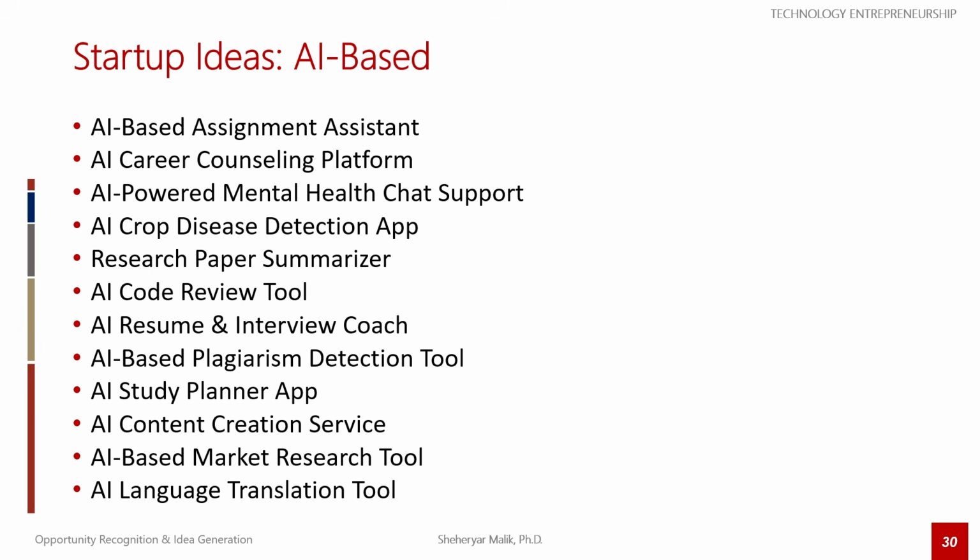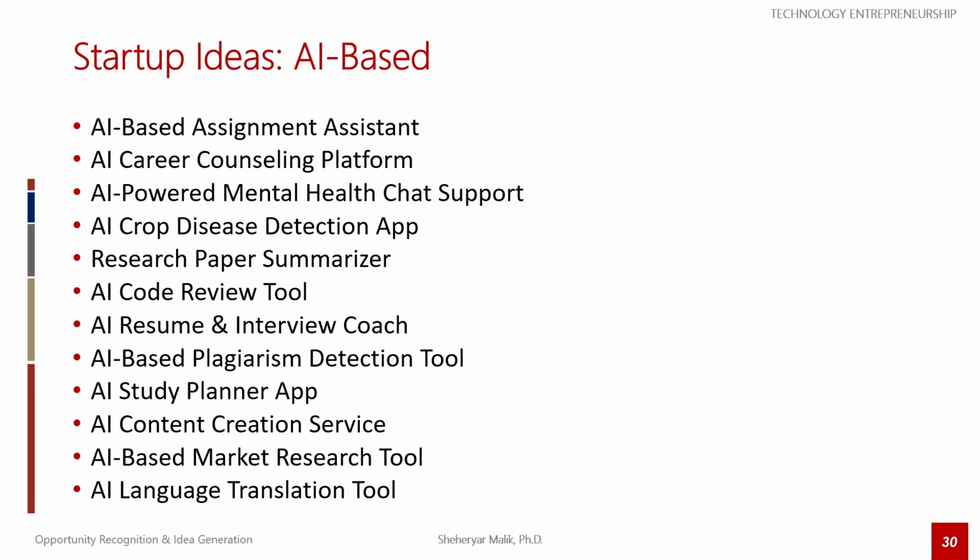And this counseling could be anyone. It could be career counseling, and it can be other counseling as well. Then AI-powered mental health chat support, so you can have that. AI crop disease detection app, then research paper summarizer, because as a graduate student, we have to go through a lot of research papers. We study a lot of research papers, and as a researcher, it's the same thing.